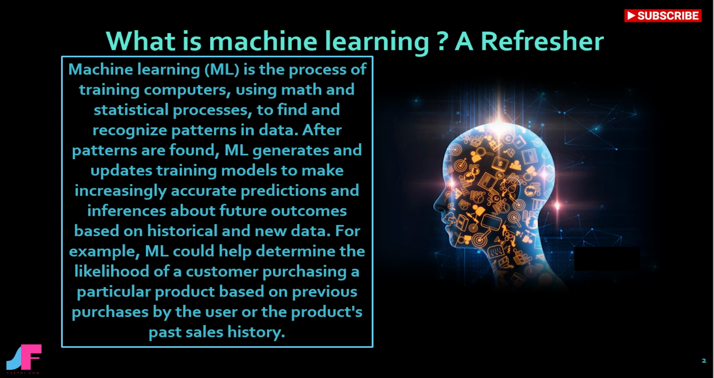Machine learning, ML, is the process of training computers using math and statistical processes to find and recognize patterns in data. After patterns are found, ML generates and updates training models to make increasingly accurate predictions and inferences about future outcomes based on historical and new data. For example, ML could help determine the likelihood of a customer purchasing a particular product based on previous purchases by the user or the product's past sales history.